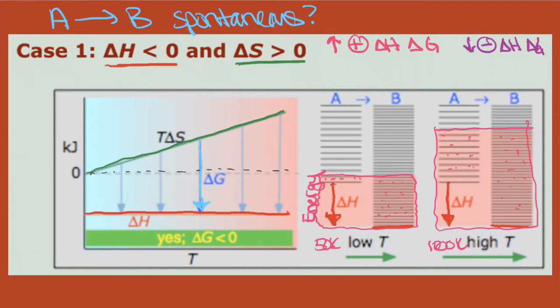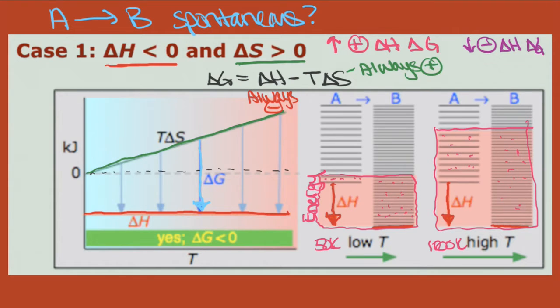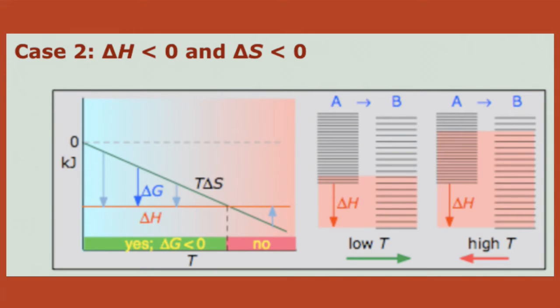And that also makes sense if we look at our equation, delta G equals delta H minus T delta S. Because here we're saying that delta H is always negative. And because delta S is always positive, this quantity of T delta S, we will always be subtracting something. This will always be negative. And because delta H is always negative and the T delta S will always be negative, delta G will always be negative.